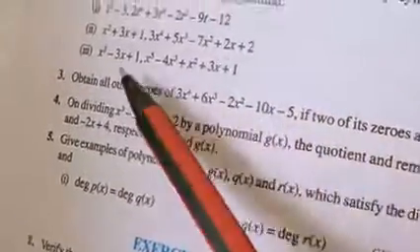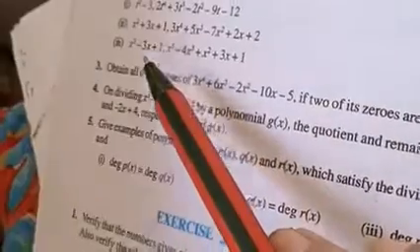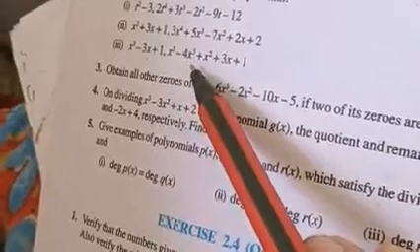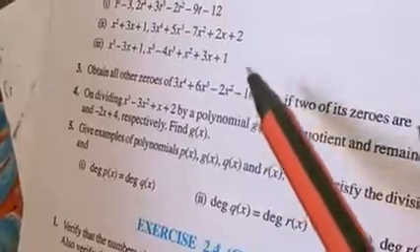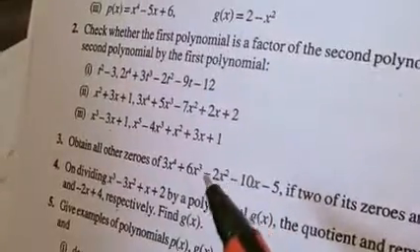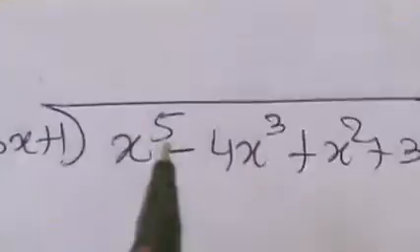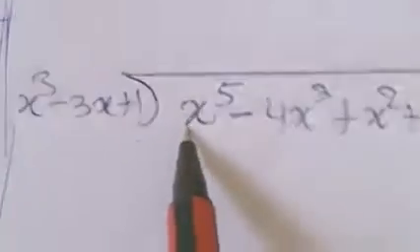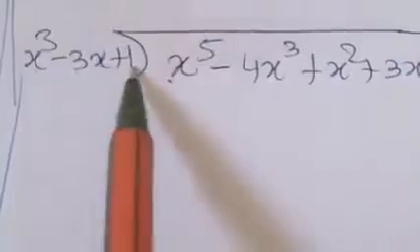Clear? See now, what is the question? x square minus 3x plus 1, x cube minus 4, x raised to 5 minus 4x cube plus x square plus 3x plus 1. We solve this question now. I am explaining the steps. See carefully. See now what is given. This polynomial x raised to 5 minus 4x cube plus x square plus 3x plus 1 is divided by x cube minus 3x plus 1.